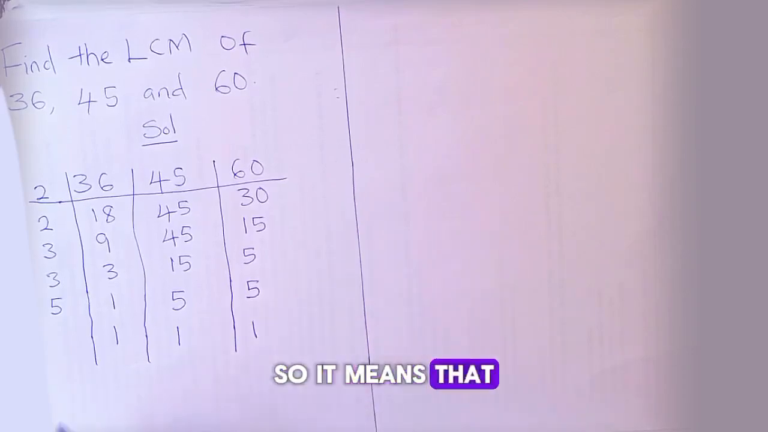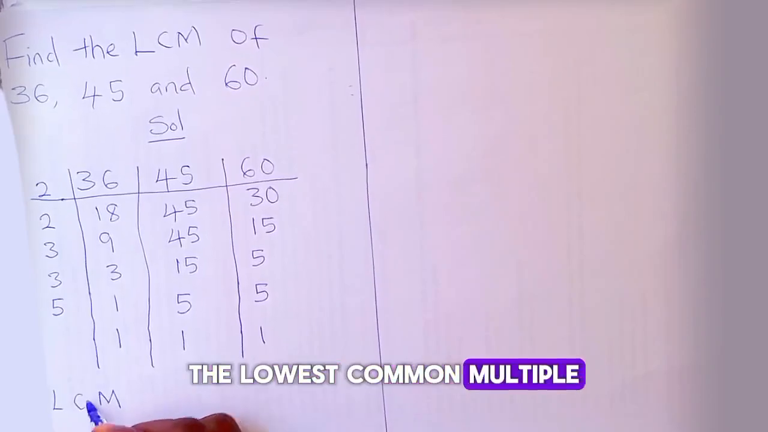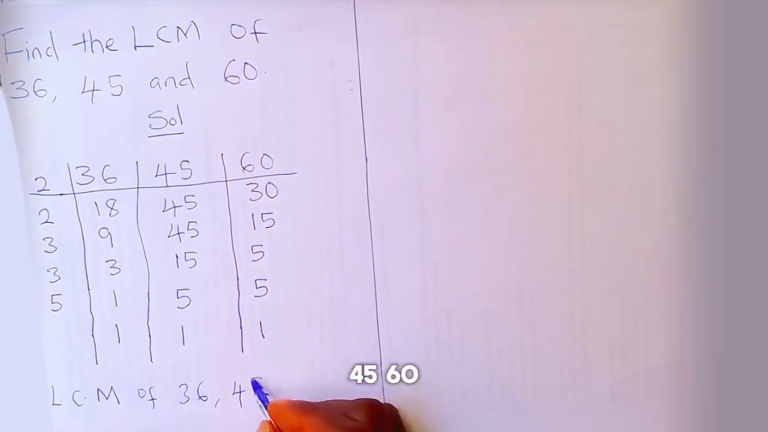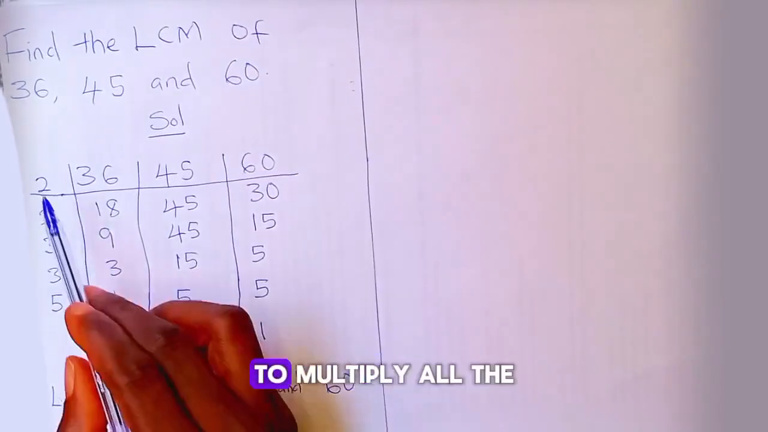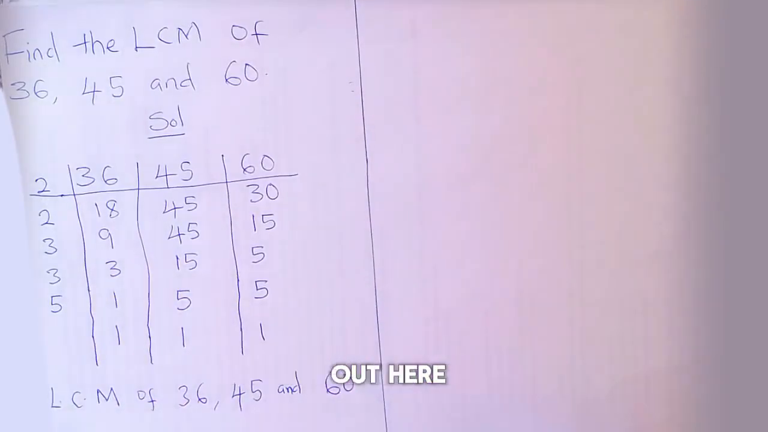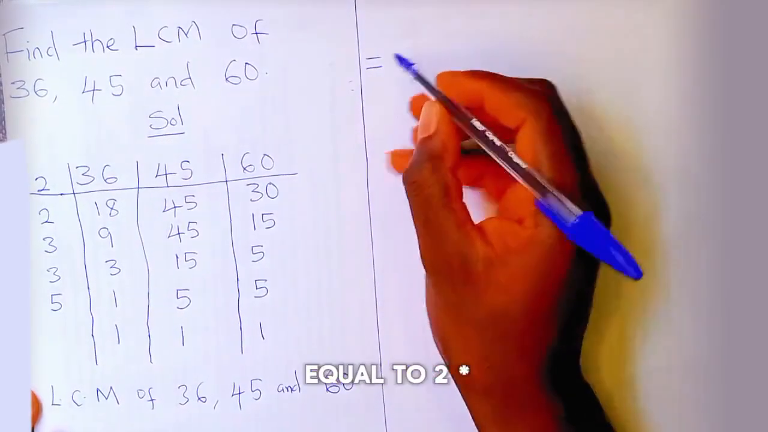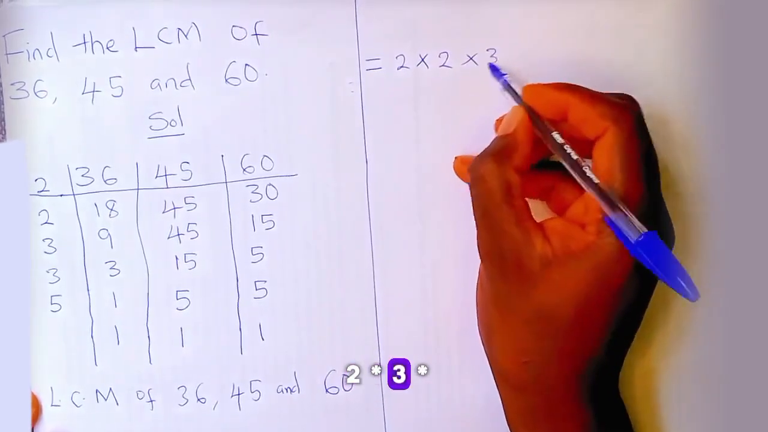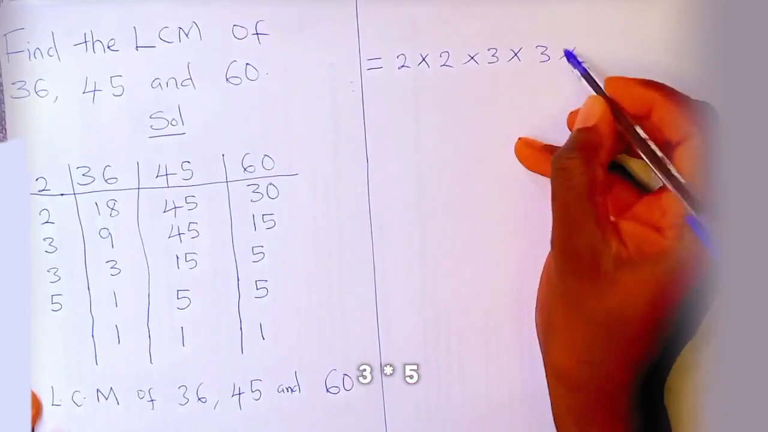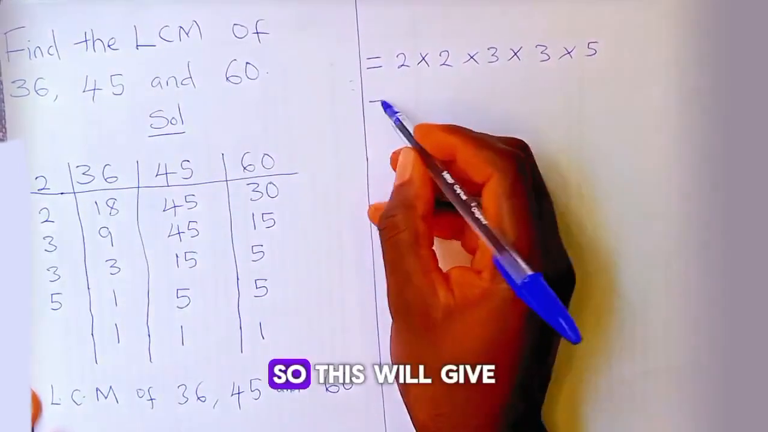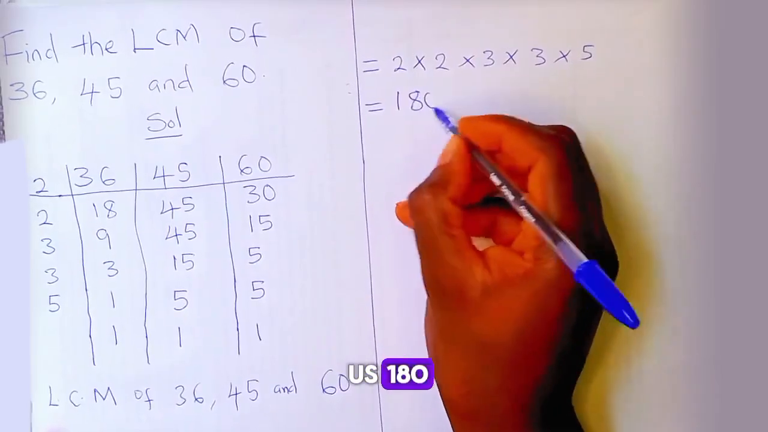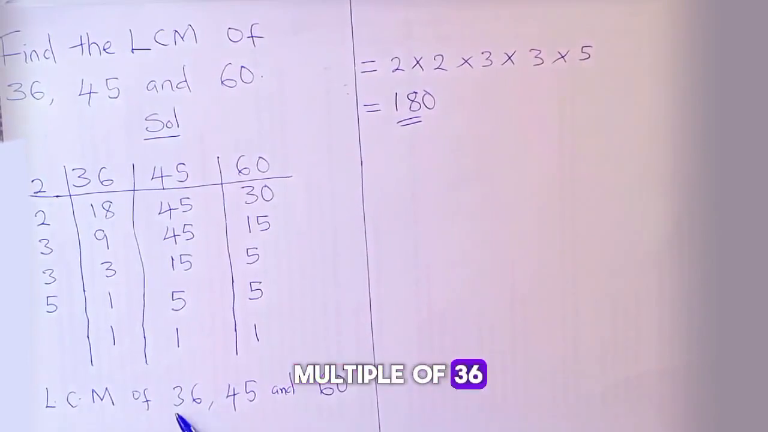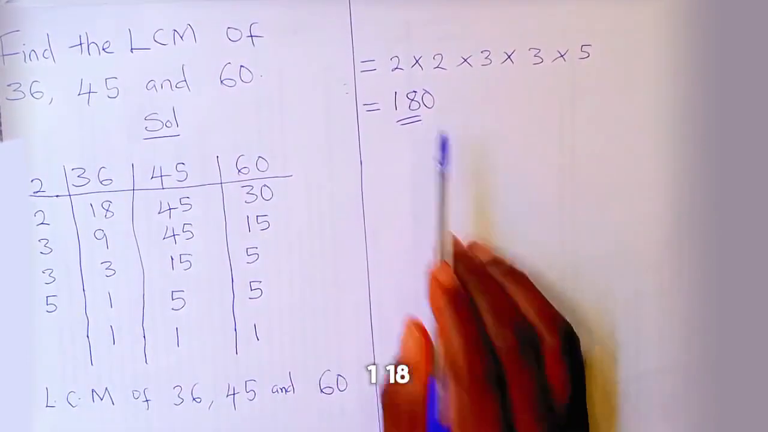So it means that the LCM, the lowest common multiple of 36, 45, 60, will be to multiply all the factors that I've written out here. So this will be equal to 2 times 2 times 3 times 3 times 5. So this will give us 180. Okay, so it means that the lowest common multiple of 36, 45, and 60 is 180.